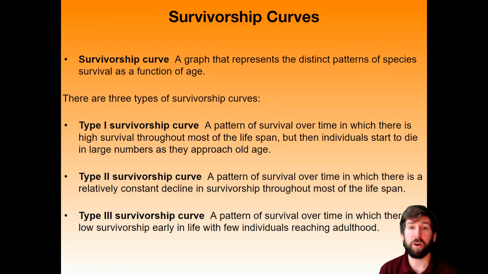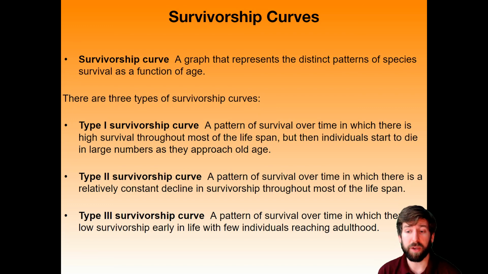The last thing we'll talk about is survivorship curves. These are graphs that represent the distinct patterns of species survival as a function of their age. So there are three different ways this can go. Either something can be a type 1, where it is going to have a pattern over time where there is high survival throughout most of its life, but then individuals start to die in large numbers as they approach old age. So really there's a huge drop-off when they get to their old age, like humans, for example.